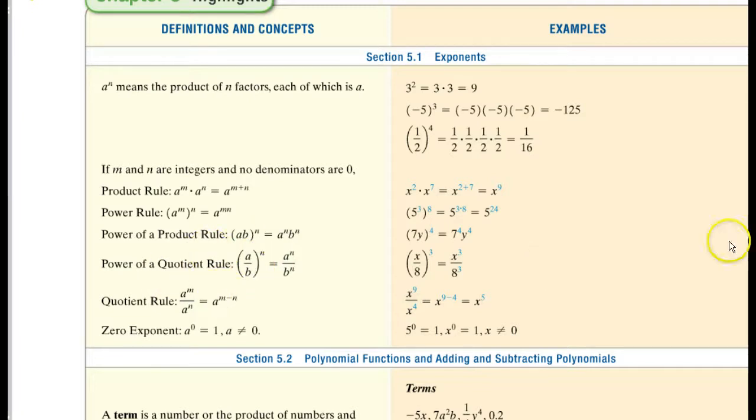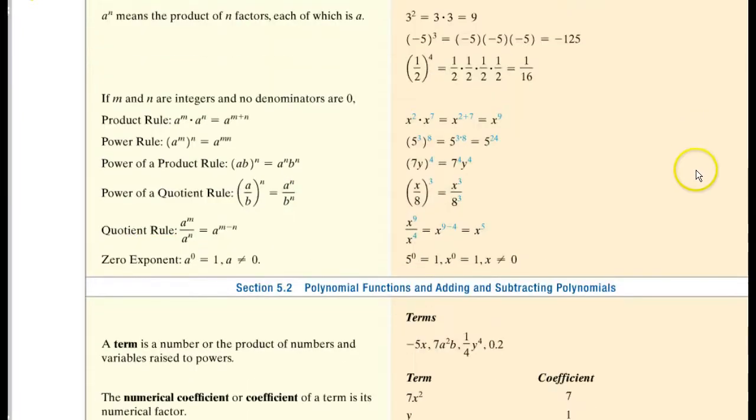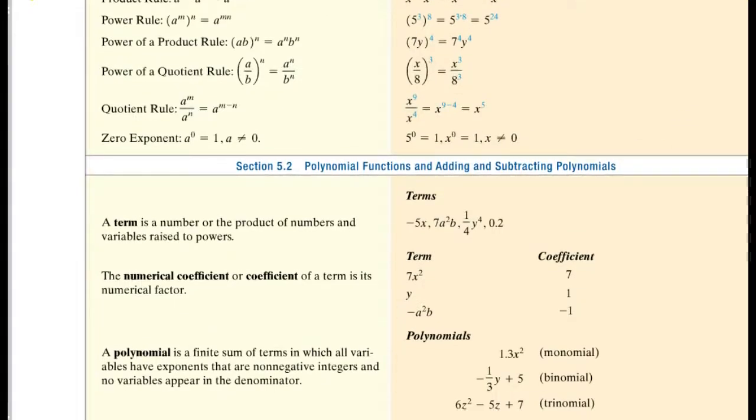Now the quotient rule states, let's raise this up a little bit, and particularly if the n is smaller than the m, as we cross this division bar, the sign of the exponent changes and becomes a negative, and we just subtract them. So if in multiplication we add, in division we would subtract. And they give examples for all of these over here.